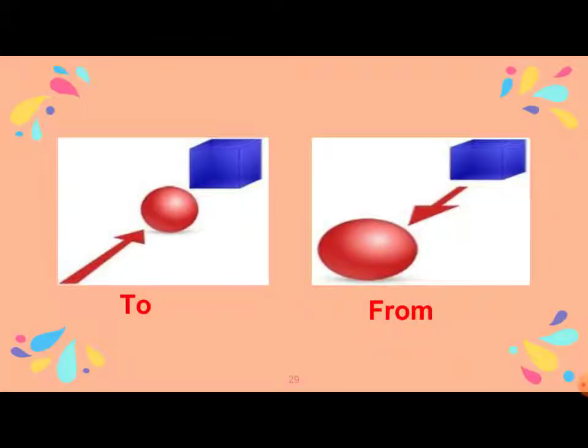Here there is another picture, to and from. To is used when it is a starting point. You are going to school, you are going to office. But when you are returning back, you will use from. From school, I came back from office. Okay. So to is the starting point and from is the ending point.